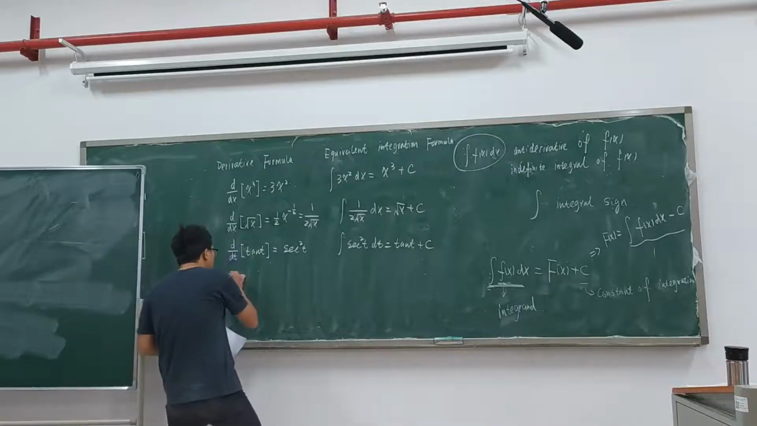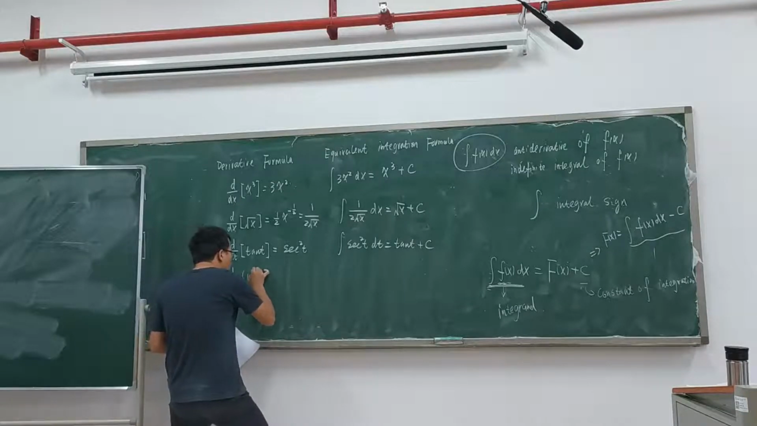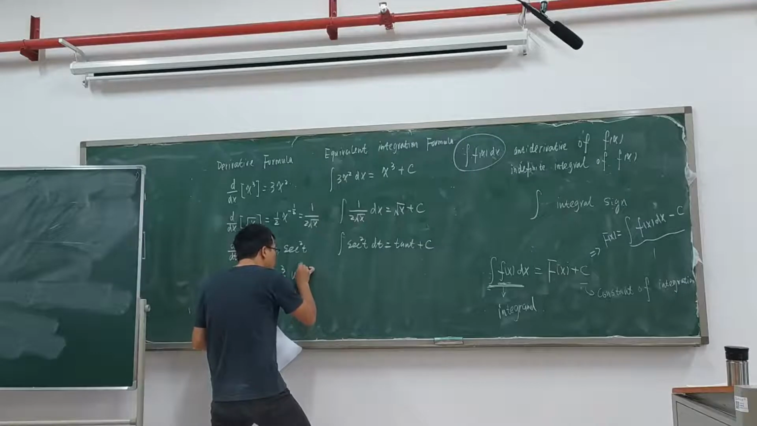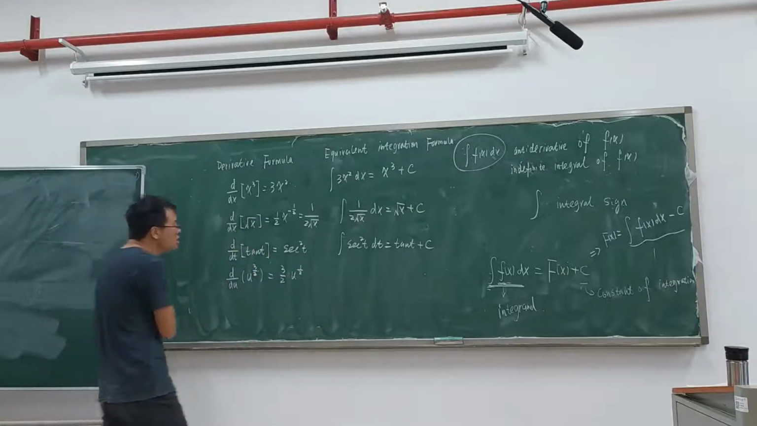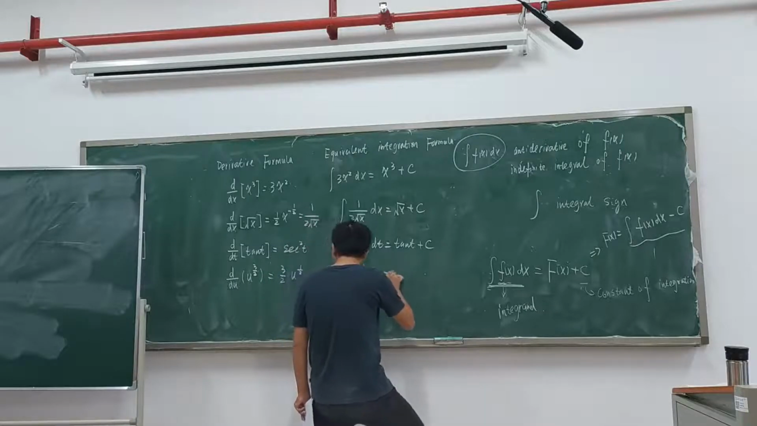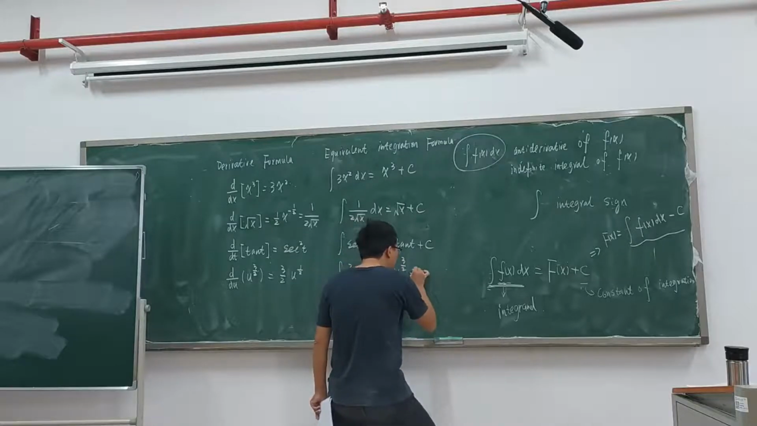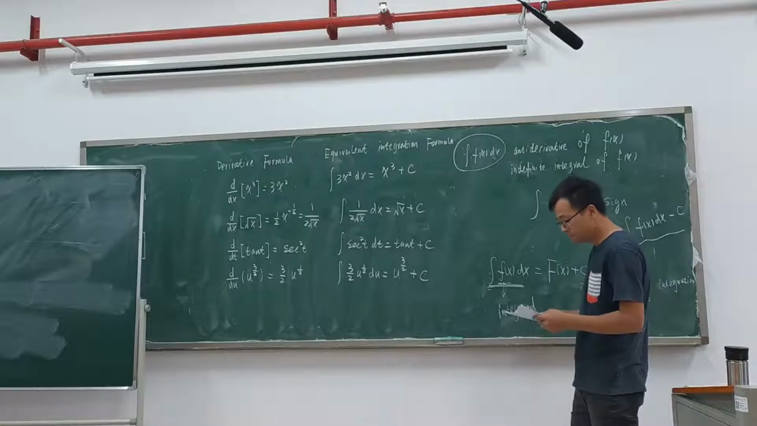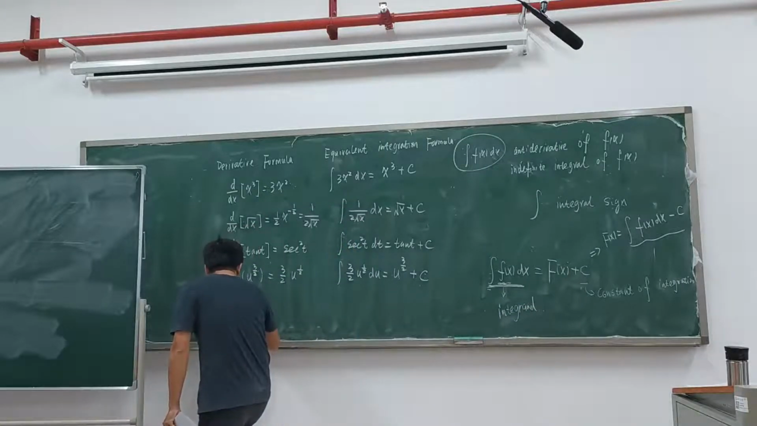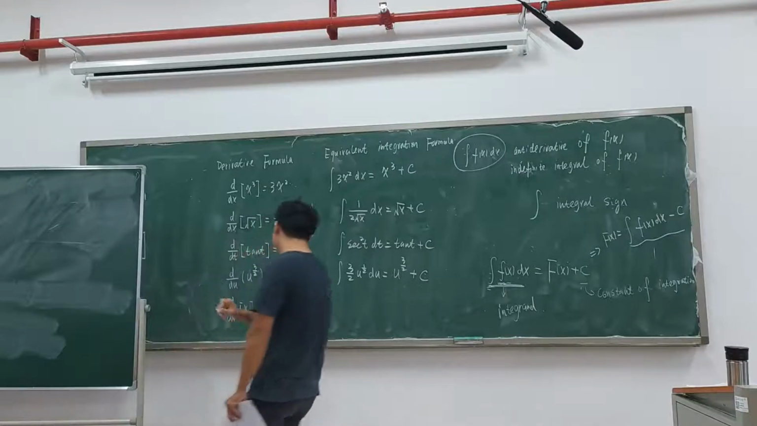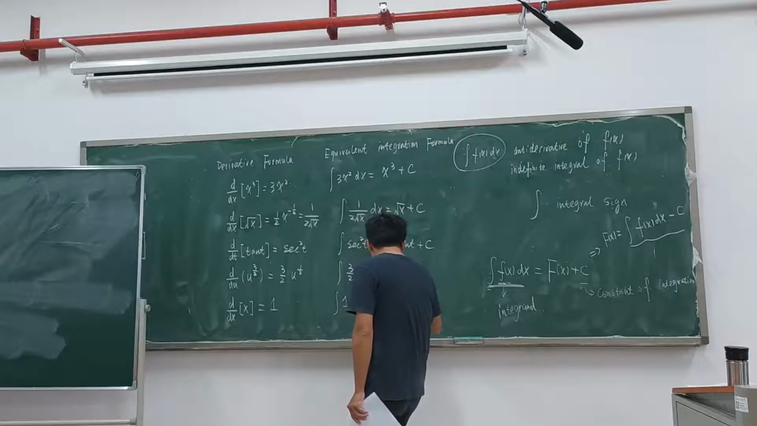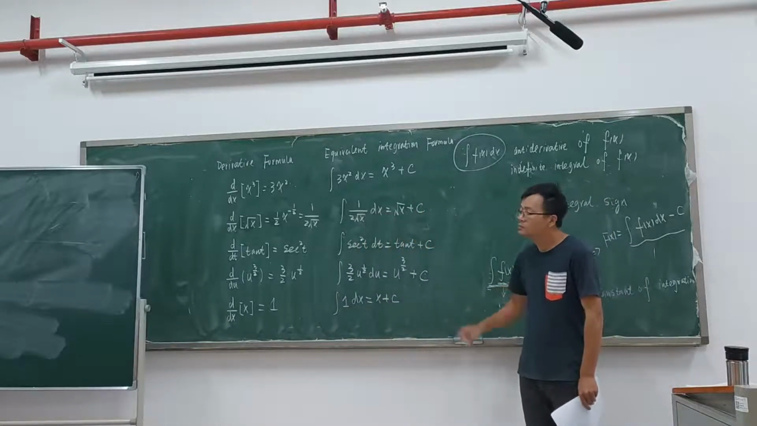And now, d/du of u to the power 3/2 equals 3/2 times u to the 1/2 power. So this means the integral of 3/2 u to the 1/2 power du equals u to the 3/2 power plus c. And now d/dx of x equals 1. So the antiderivative of 1 equals x plus c.